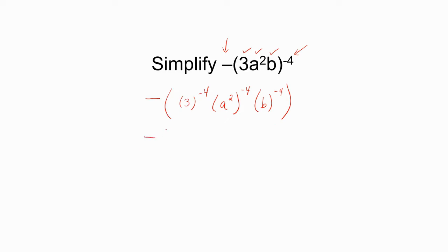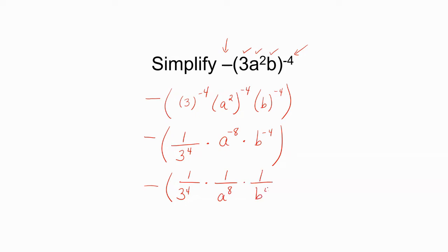So let's simplify from there. We know that negative powers go to the bottom of a fraction. So I've got 1 over 3 to the positive 4th. I've got a to the 2nd to the negative 4th. We remember that we multiply exponents when we do a power to a power. So I've got a to the negative 8, and then I've got b to the negative 4th. Let's go one step further, moving those negative exponents to the bottom of a fraction. So I've got 1 over a to the 8th, 1 over b to the 4th.